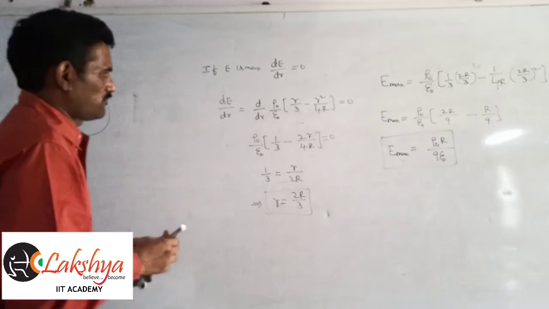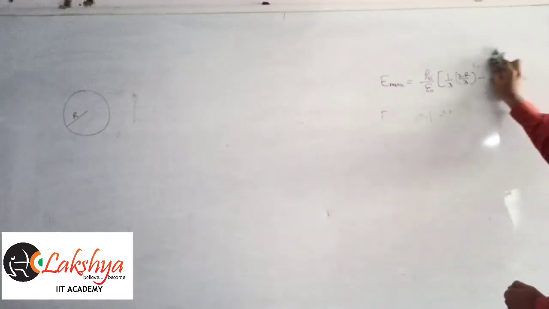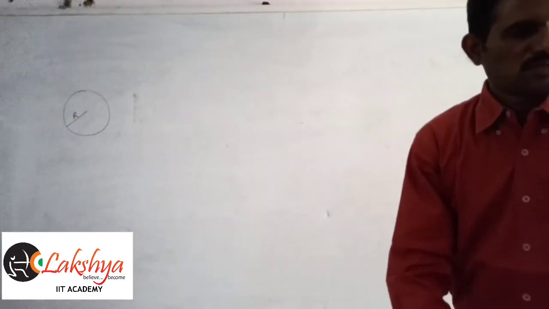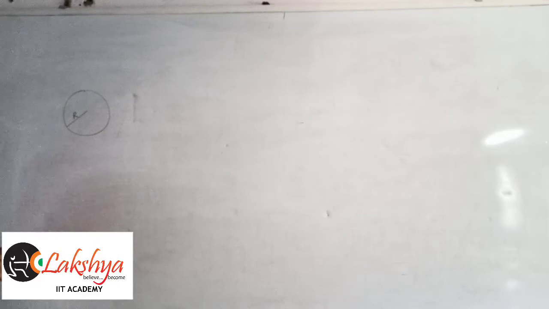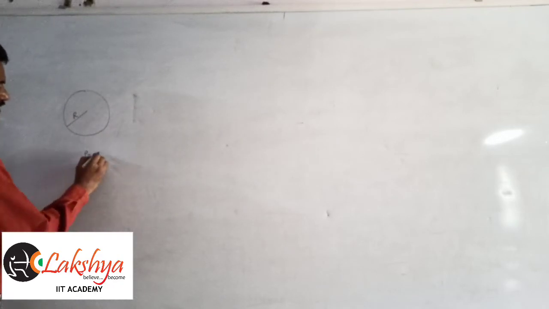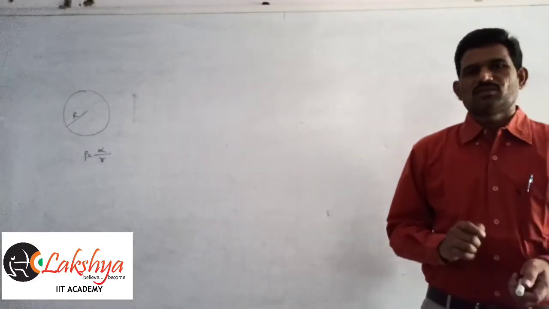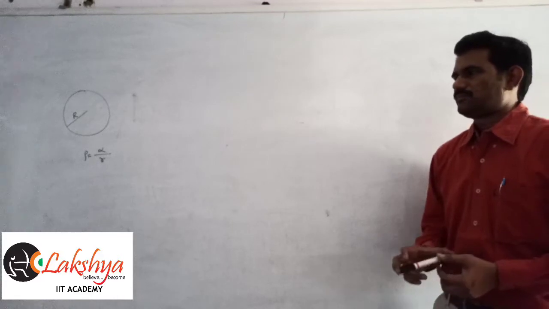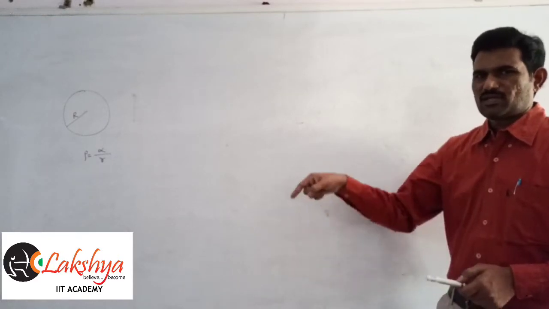A spherical ball of radius capital R is having some uniform charge distribution. The surrounding medium is having the charge density varying with the distance from the center of the ball as, write the expression, rho is equal to alpha by r. In brackets, alpha is constant. That r is nothing but the distance from the center.